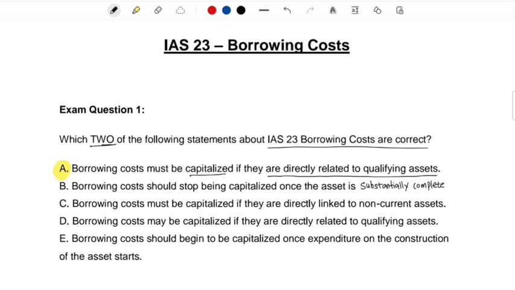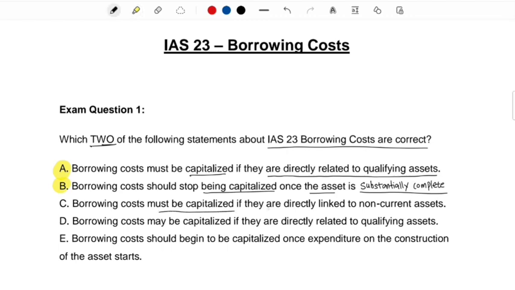Statement B. Borrowing costs should stop being capitalized once the asset is substantially complete. This is true. Once the asset is substantially complete under the context of IAS 23, it means when the asset is ready for its intended use, then you should stop capitalizing. This is true. So statement B is also true. So we have got our answer, but for the purposes of understanding, let's go through the other statements as well.